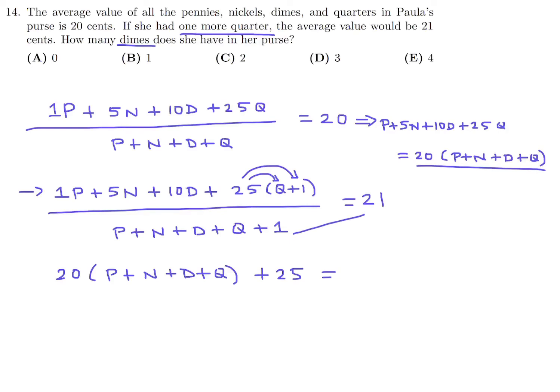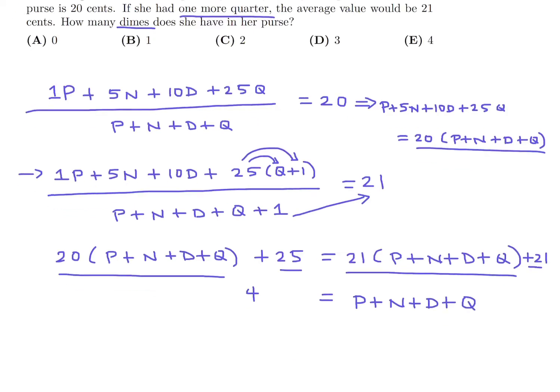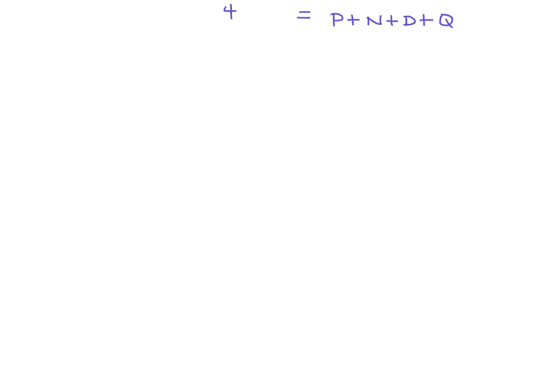And then this guy and this guy, we can put them all in the same line, cross multiply. So it'll be 21 times P plus N plus D plus Q. And don't forget to put this final 21 in there, like that. So now let's put the 25 and 21 on one side, so it becomes 25 minus 21, which is 4. And then we can put the rest on one side, and it just becomes P plus N plus D plus Q. So there you have it. Basically, our pennies, nickels, dimes, and quarters equal 4.